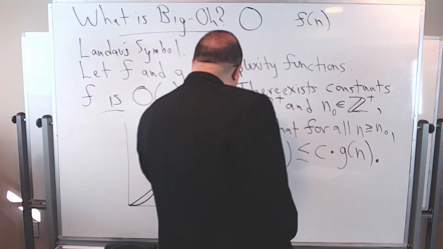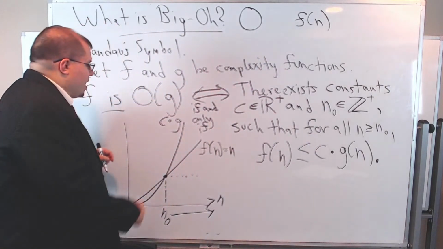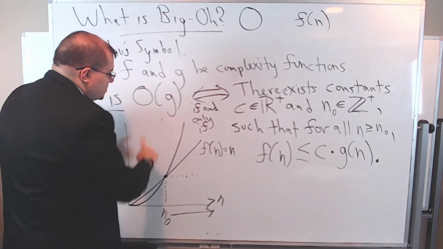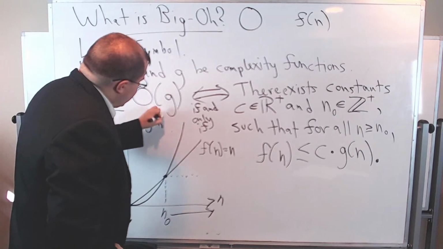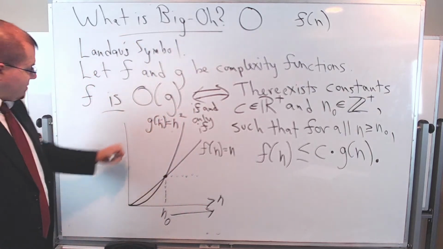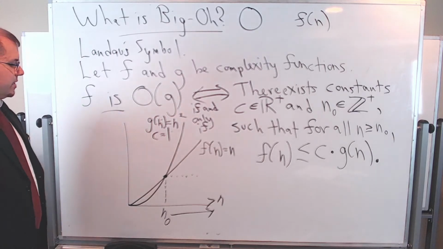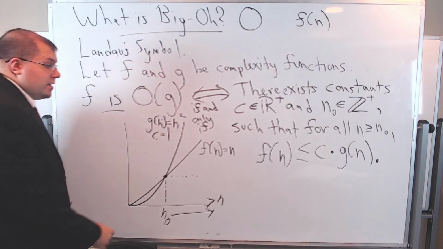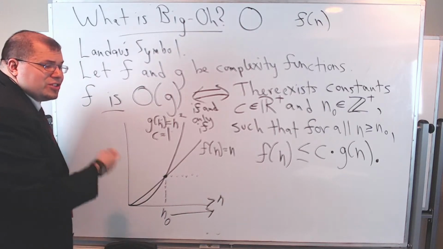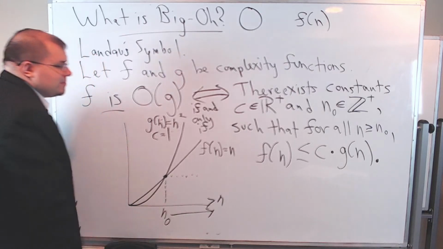If I put f of n equal to n, and I make g of n squared, and I just pick c to be equal to 1, naturally you can find the n0 by identifying where these two functions intersect. You can just solve an equation, and you can figure out what n0 is.